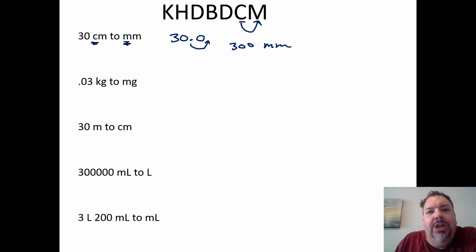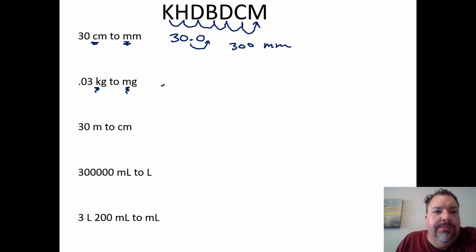So when we look at our chart here, whichever way we move and the number of spaces we move, that's the exact same way that we have to move the decimal place. The next one, 0.03 kilograms to milligrams. So the G here stands for grams, and the K stands for kilo, the M stands for milli. So we'll go back to our chart, and here we're going from kilo all the way to milli. So that's 1, 2, 3, 4, 5, 6 places.